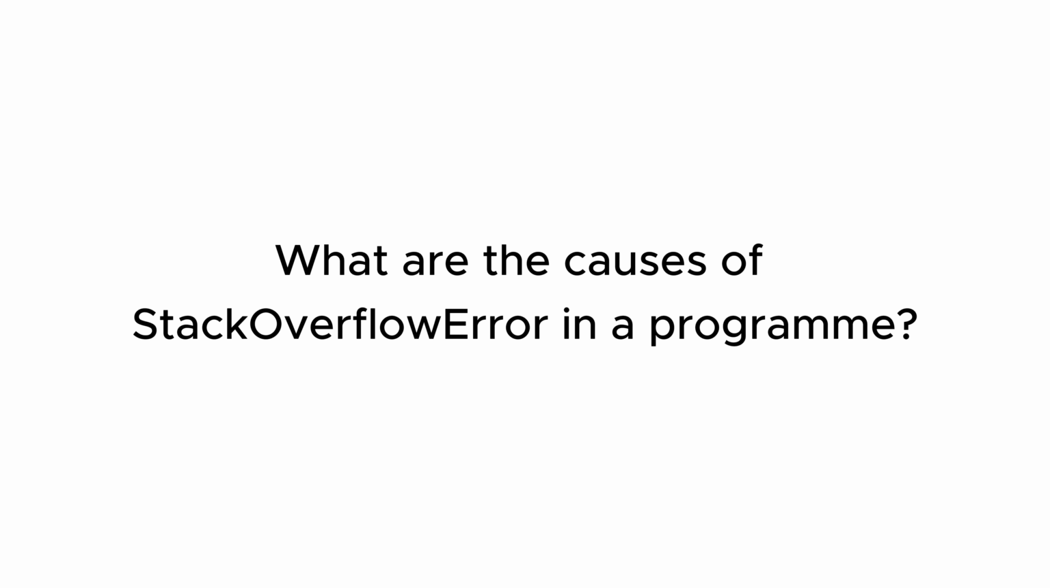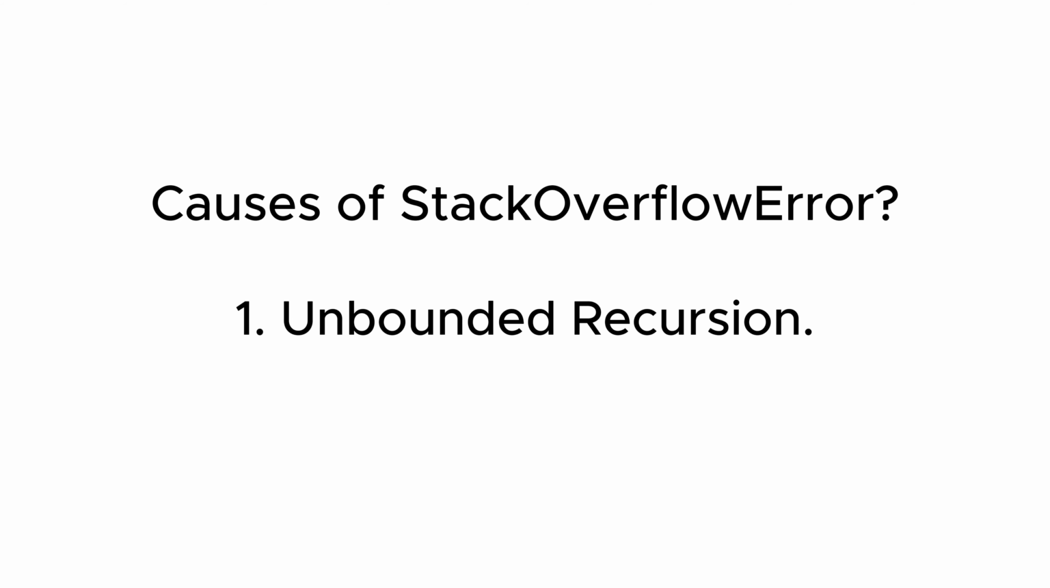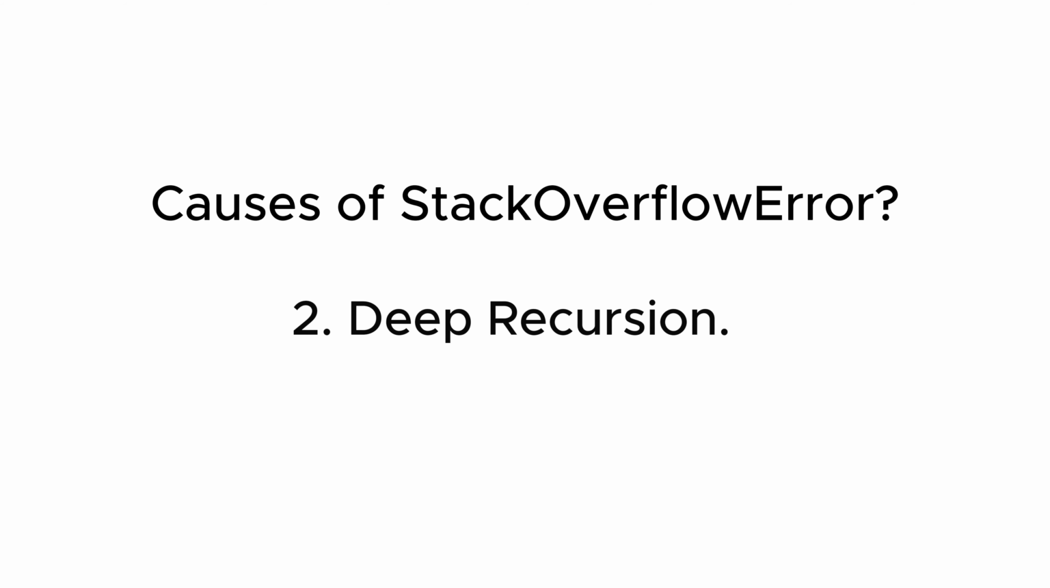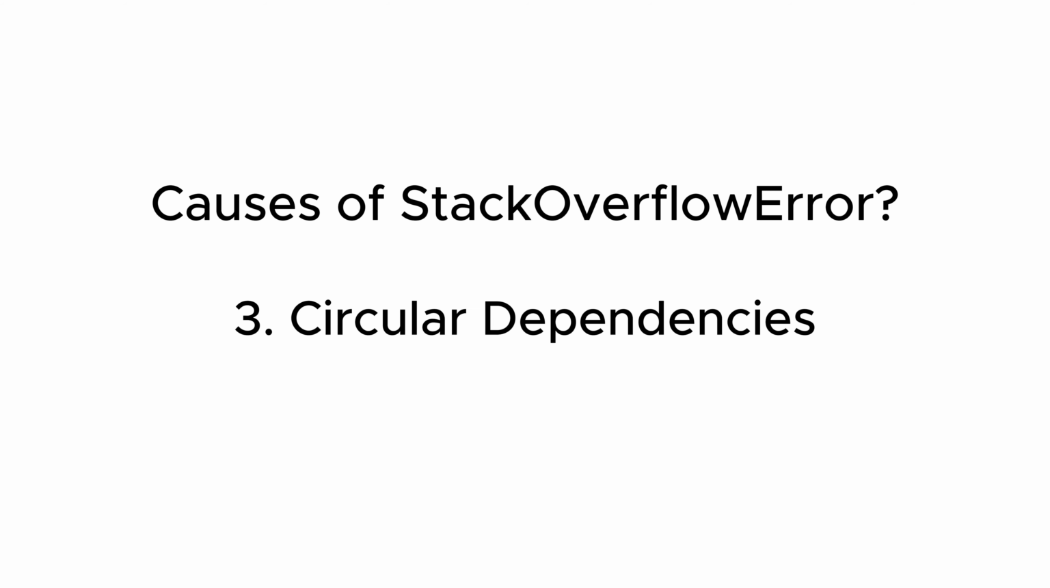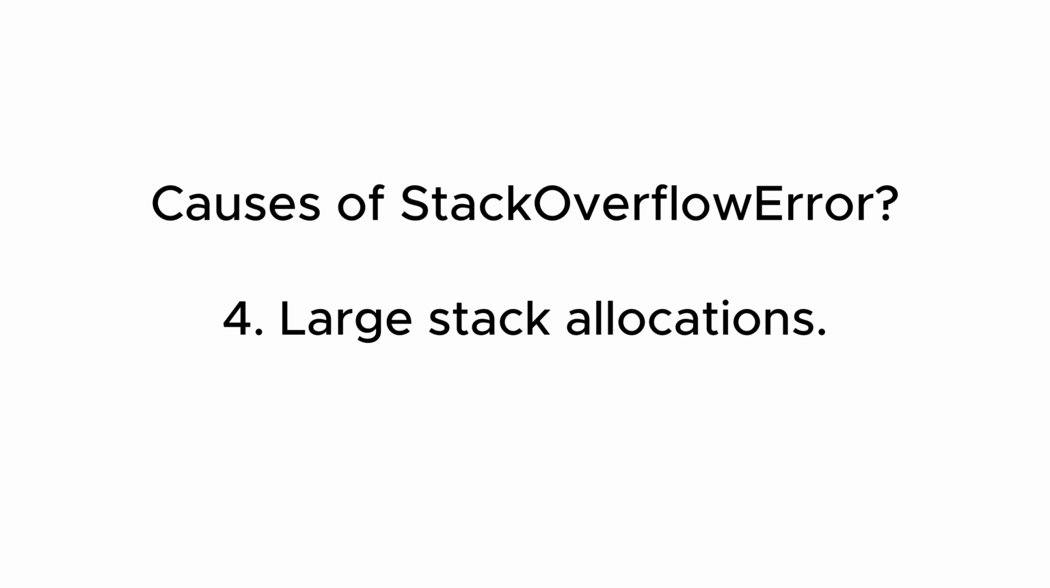What are the causes of Stack Overflow error? Now, let's look at some of the major causes of Stack Overflow error. Number 1 is unbounded recursion. Unbounded recursion is a situation where a function calls itself infinitely. Number 2 is deep recursion. Deep recursion is a situation where there are too many nested calls. Number 3 is circular dependencies. Circular dependency occurs when 2 or more functions or objects are referencing each other indefinitely. Number 4 is large stack allocations. Declaring large variables like big arrays inside functions can consume stack space quickly.